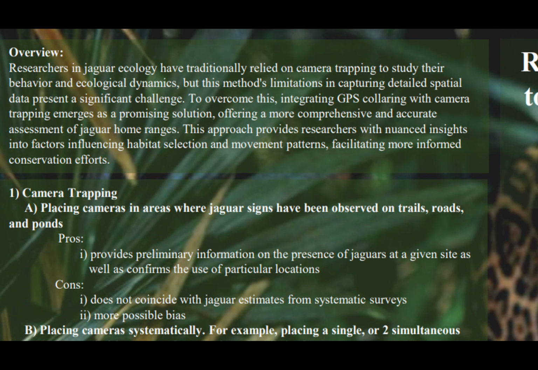Researchers in jaguar ecology have traditionally relied on camera trapping to study their behavior and ecological dynamics, but this method's limitation in capturing detailed spatial data presents a significant challenge. To overcome this, integrating GPS collaring with camera trapping emerges as a promising solution, offering a more comprehensive and accurate assessment of jaguar home ranges. This approach provides researchers with nuanced insights into factors influencing habitat selection and movement patterns, facilitating more informed conservation efforts.